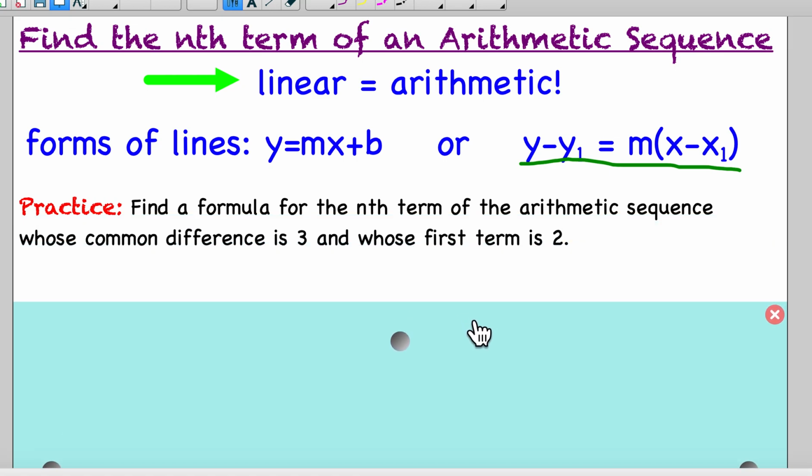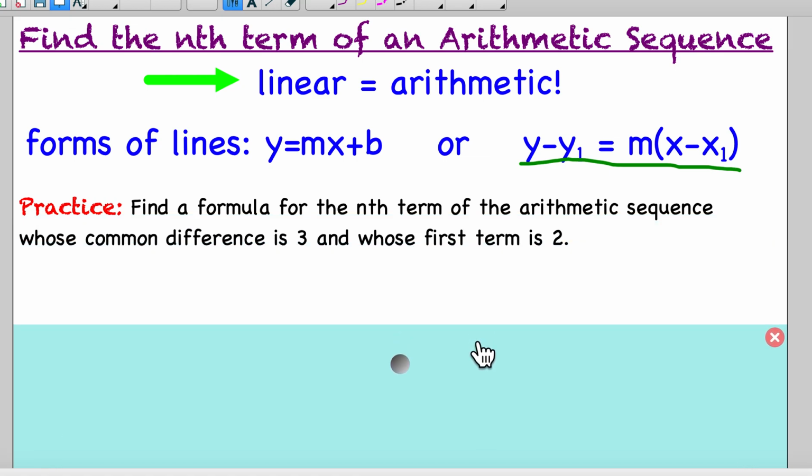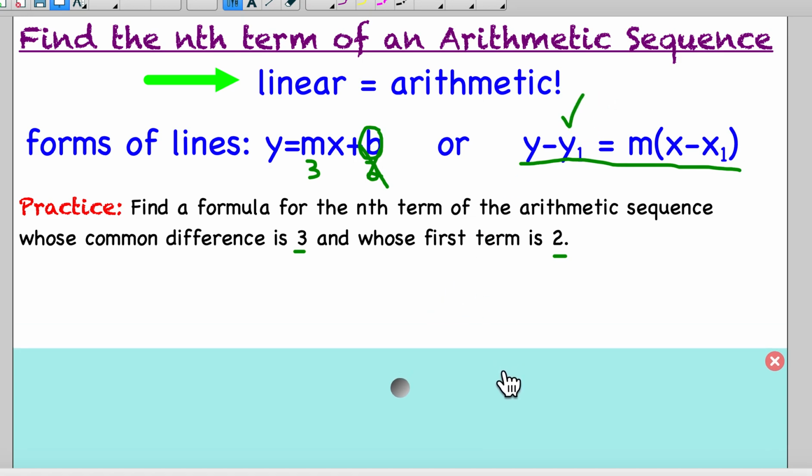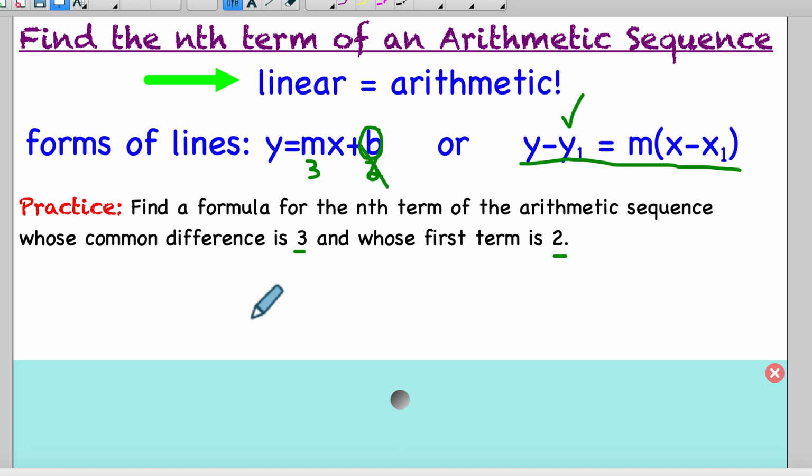So quick practice. Find the formula for the nth term of an arithmetic sequence whose common difference is 3 and whose first term is 2. All right. So you might think, oh, common difference, that's slope. I can plug in slope for m. First term is 2, that's going to be my b. Well, it doesn't really work that way because technically b is the y-intercept, so the x value is 0. That would be the 0th term, and that doesn't really make sense. So that's why I said this is probably going to be your formula here with point slope form. And you don't even have to simplify it, just keep it the way it is.